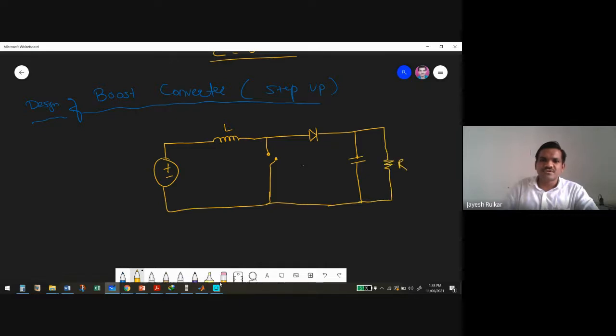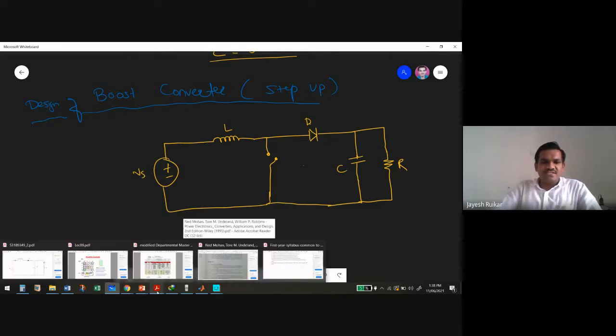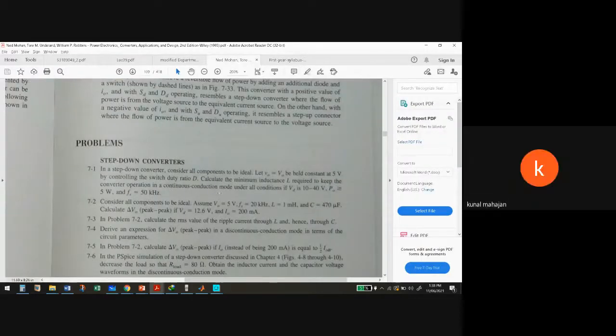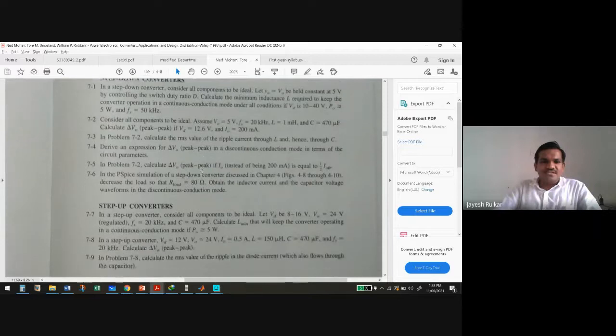So this is what your resistance, capacitance, inductance. This is what your diode. Okay, and this is what your Vs. So again, I'm going back to this book. Is the screen visible? Yes, it's visible. So it's like a step-up converter.